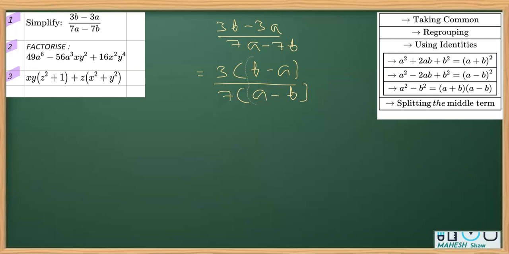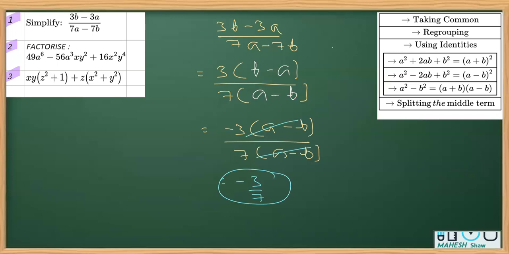You can clearly see that b minus a and a minus b are not the same, right? So we need to make them the same in order to reduce it. So we can take minus common from the numerator. As you know, taking minus common from the numerator, this a will become positive, which was earlier negative, and b will become negative, which was positive. That divided by 7 times a minus b. Now we can clearly see that this a minus b gets cancelled. So we'll be left with minus 3 over 7 as the answer. So this would be the final answer for the first part.